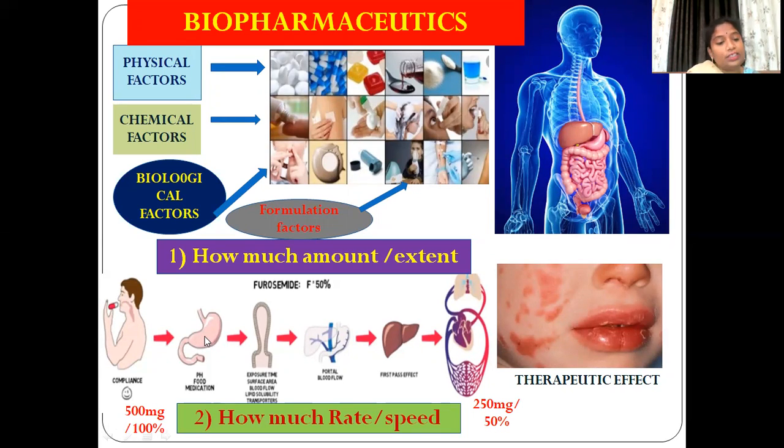After administering a drug, the drug reaches the stomach. Through the stomach, it reaches the small intestine. From the small intestine, through the portal vein, it reaches the liver. Through the liver, it reaches the systemic circulation, nothing but the blood. After reaching the blood, it will distribute throughout the body to the site of action.